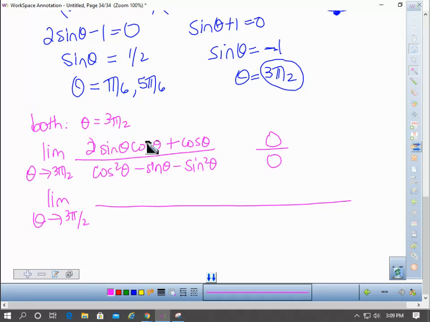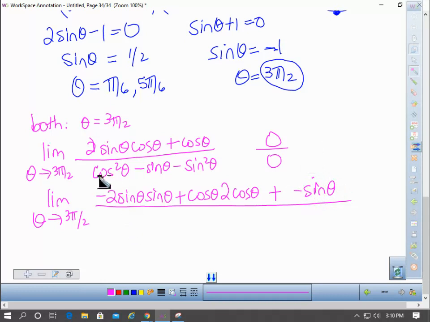So let's do the derivative of the top. Now this is product rule here. So this is going to be first function, 2 sine, times the derivative of the second function, which is going to be negative sine. So that's first times derivative of the second, plus the second function, cosine, times the derivative of the first one. The derivative of this is going to be 2 cosine, so I'm going to have that multiplied by 2 cosine. Then plus the derivative of cosine, which is really a minus sine.